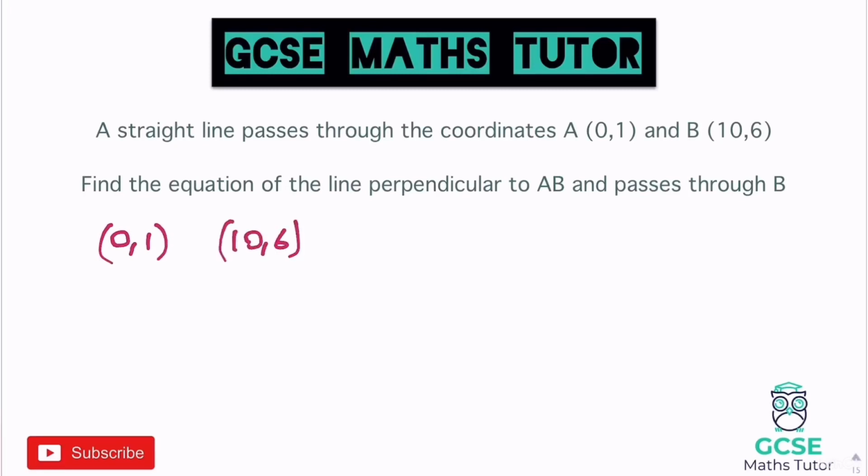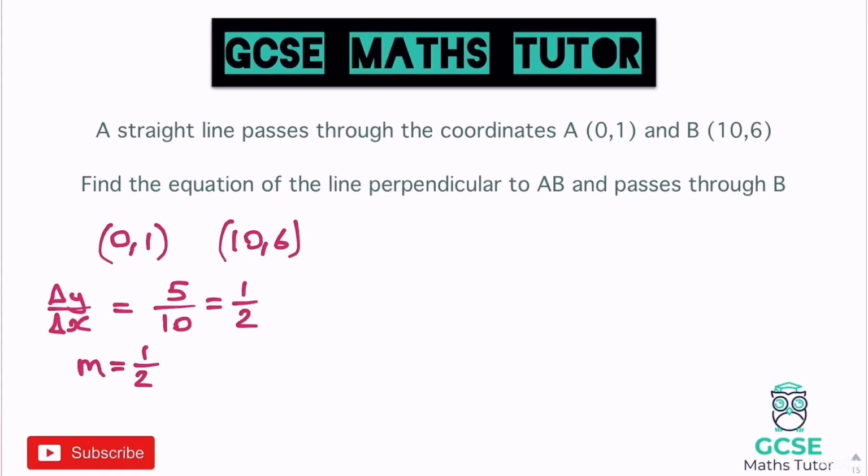So to find the gradient, we can do the change in y over the change in x, which you might also refer to as rise over run. So the change in y goes from 1 to 6, so the change in y there is 5. The change in x is from 0 to 10, so that's 10. And if we simplify that, that gives us a half. I always leave these gradients in fractional form rather than as a decimal. So the gradient is a half, and I always write m equals a half, because we know we're looking at line equations, which is your y equals mx plus c. So m is a half.